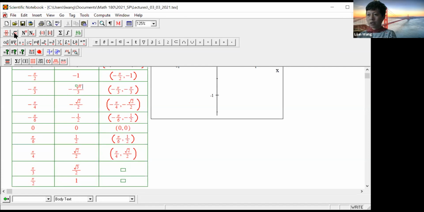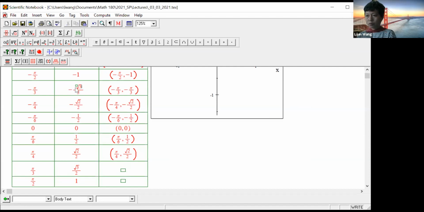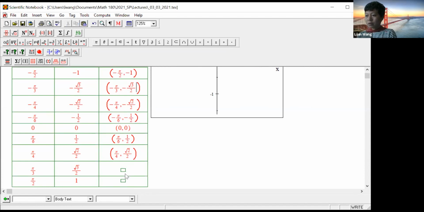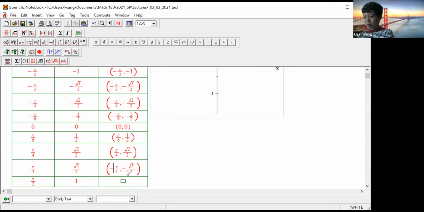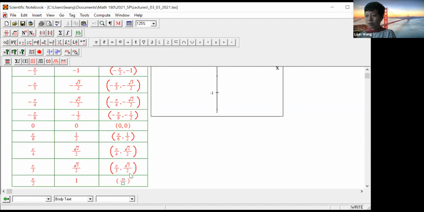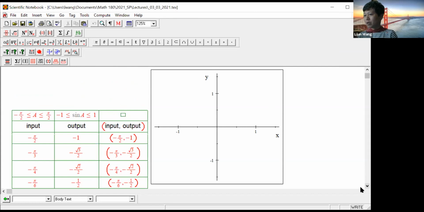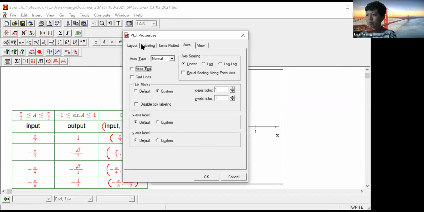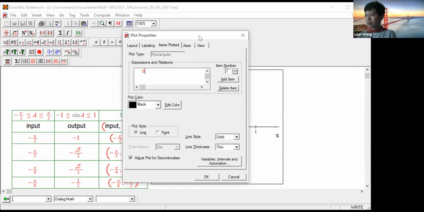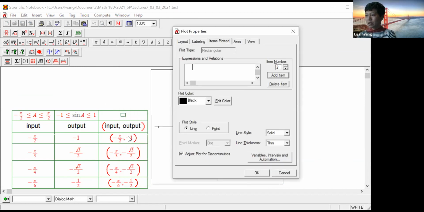I'm sorry, I made a mistake somewhere. Root 3 over 2. This should be root 3 over 2. Why did I do that? Okay, so this is positive root 3 over 2 over here. And pi over 2, comma 1. Okay, so we got all of these points. And next, we're going to plot them one by one.